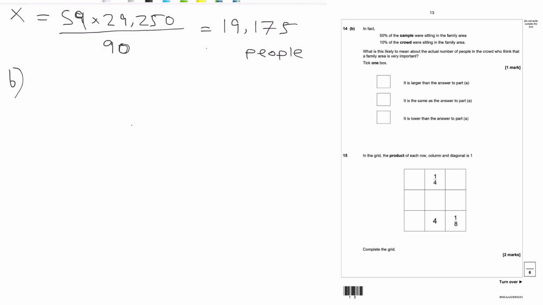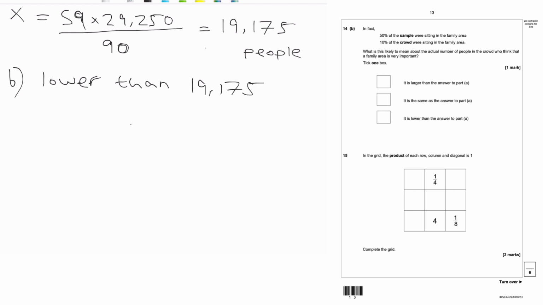So the box we're going to tick here is that it is lower than the answer to part A. So the number of people who think that the family area is important is lower than part A, or lower than 19,175.